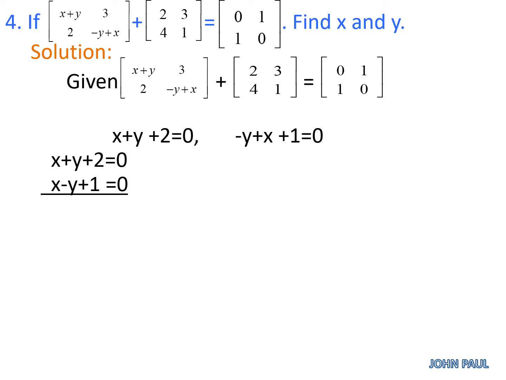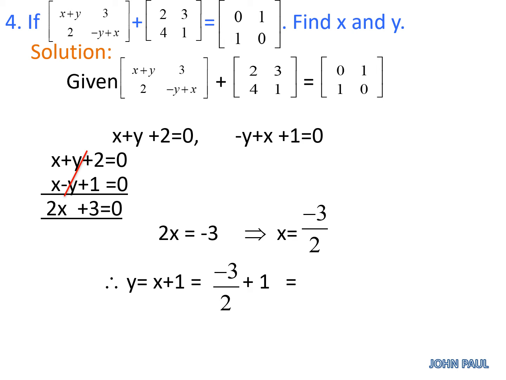Now by simplification, we will write this equation. By adding, we get y and minus y cancel. X plus x is 2x. 2 plus 1 is 3 equal to 0. Now by simplifying, take 3 to the other side, becomes minus 3. So we got x as minus 3 by 2. Y equal to x plus 1. Now substitute the value of x. By the given simplification, we get minus 1 by 2.